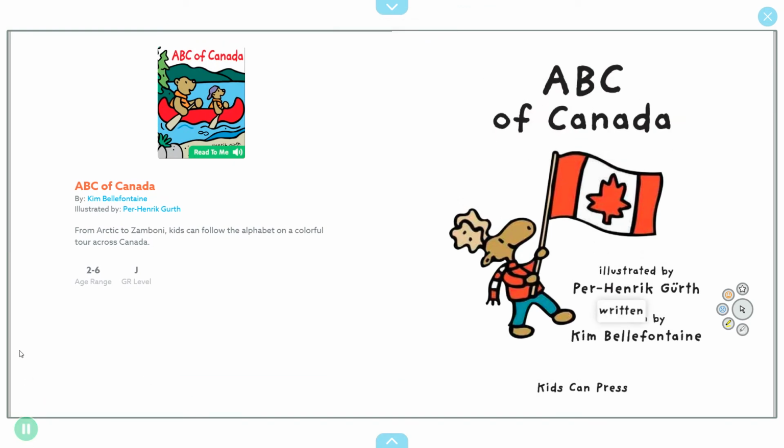ABC of Canada, written by Kim Belfontaine and illustrated by Per Henrik Girth.